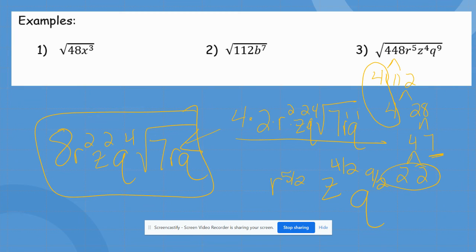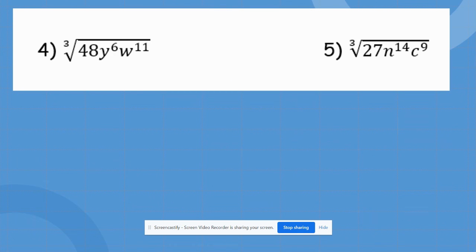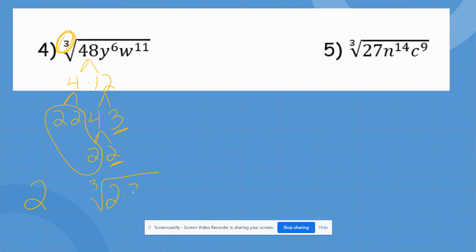Let's try more. Third root this time. With the third root, remember that means we need groups of 3. 48, I'll do 4 times 12 again. 12 is 4 times 3. Well, that's a pair, but remember I need 3s. So I'm going to break those 4s down into 2 times 2. So I have one group of three 2s, and I have 2 times 3 left over with no triplets to go back underneath the radical.